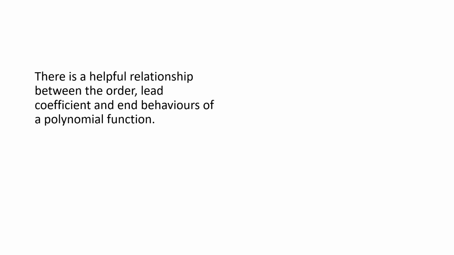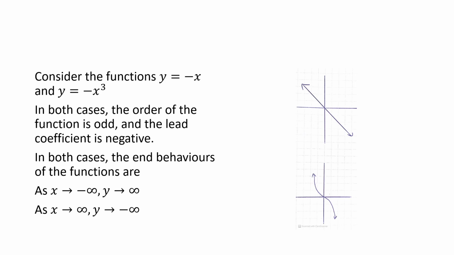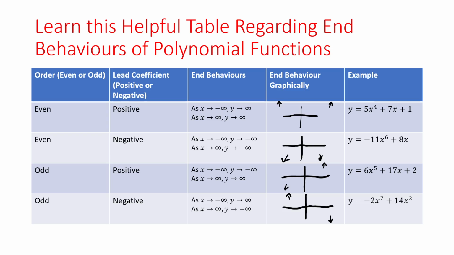Now, let's talk about the end behaviors of a polynomial function. There's a helpful relationship between the order, the lead coefficient, and the end behaviors of a polynomial function. I'm going to just jump forward a few slides and get right to the point, and then we'll show you why this is true. If you have an even degree function with a positive leading coefficient, the end behavior will be as shown here. As x goes to negative infinity, y will go to infinity, and as x goes to infinity, y will go to infinity. So the end behaviors will be up in the first and second quadrants.